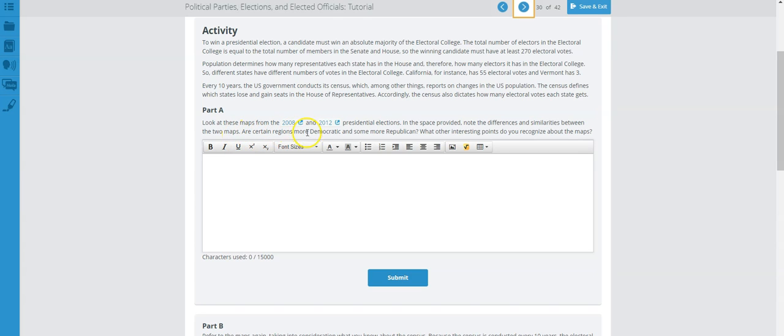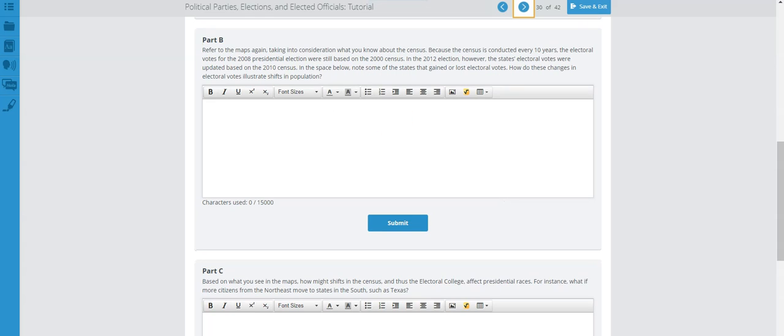Are certain regions more Democrat and sometimes more Republican? What other interesting points do you recognize about the map? You need to click on this link here, 2008, and you need to click on this link, 2012, and based on that information, you need to provide a good answer here. Remember, we're looking for at least a good solid paragraph.